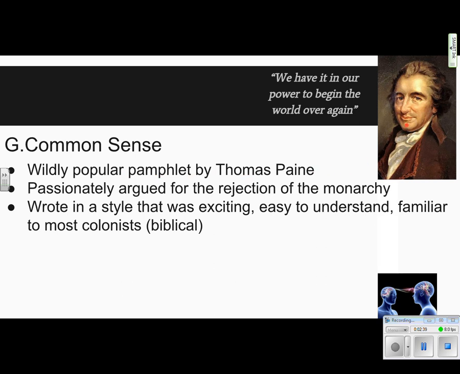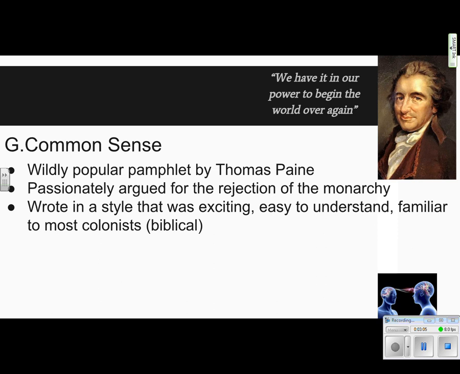Again, I know this is review, but I want to make sure everybody has a way to keep all this stuff written down. This document was a passionate argument, not just for independence, but to reject this idea that a king could do what the king is doing. Reject the British monarchy. The reason it was so viral, so popular, is that he wrote it in an exciting style. It was easy to understand.